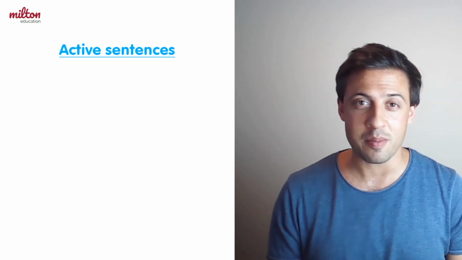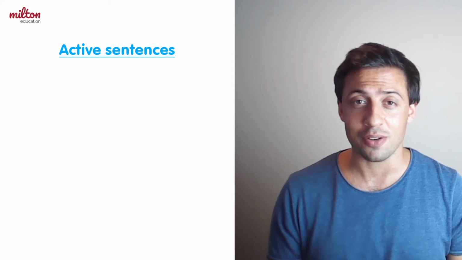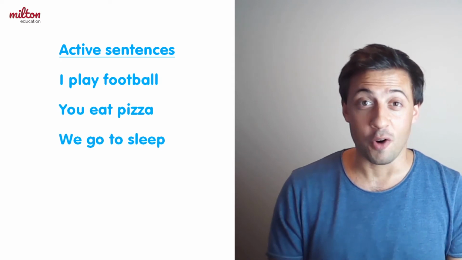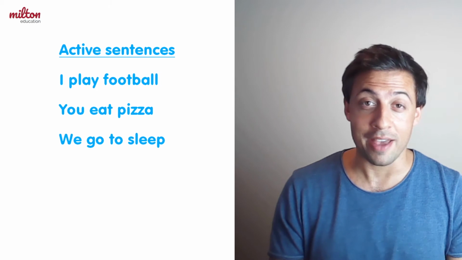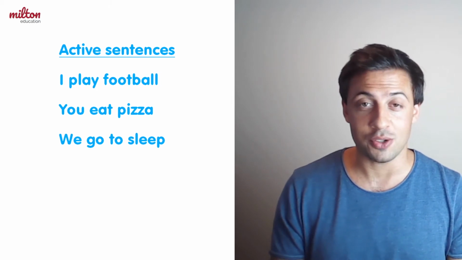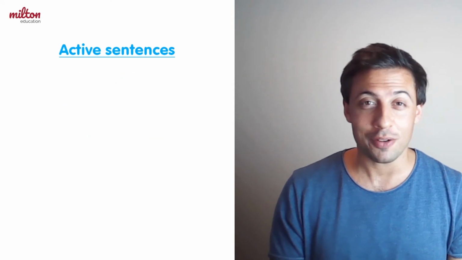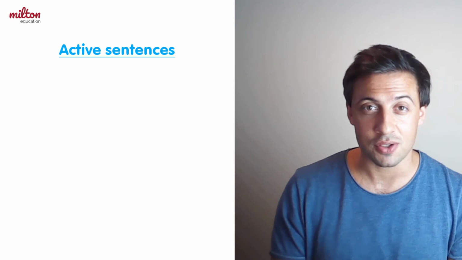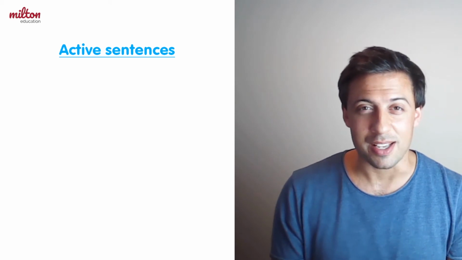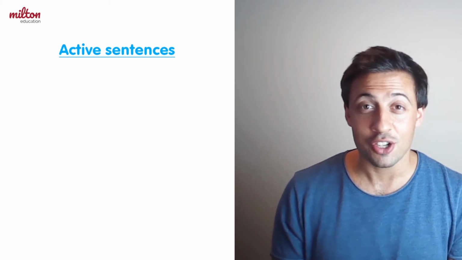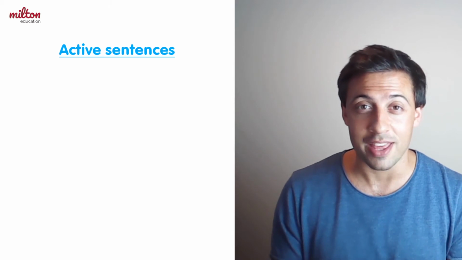You have probably seen and said a lot of active sentences before. For example, I play football. You eat pizza. We go to sleep. To identify an active sentence, look for the subject in the sentence. The subject is the person or thing doing or performing the action.